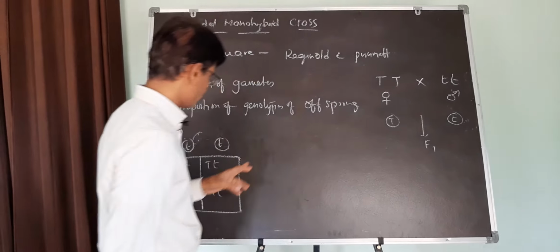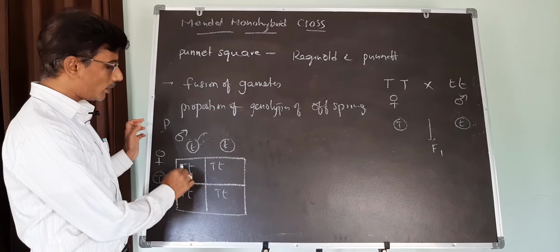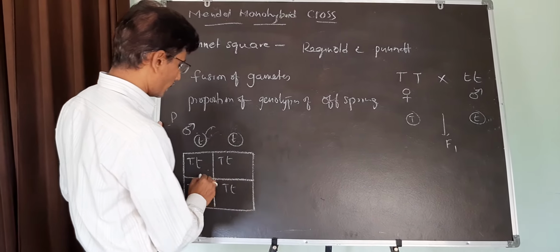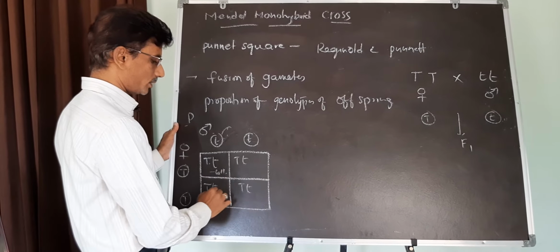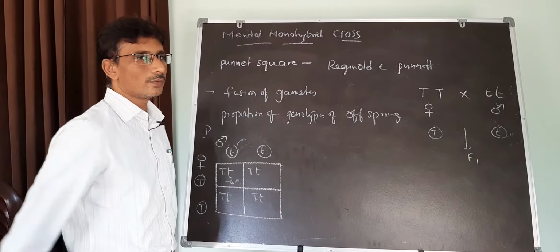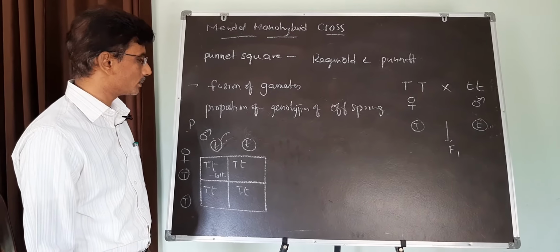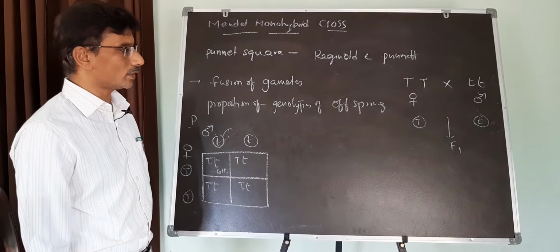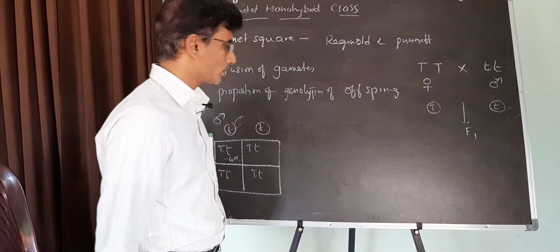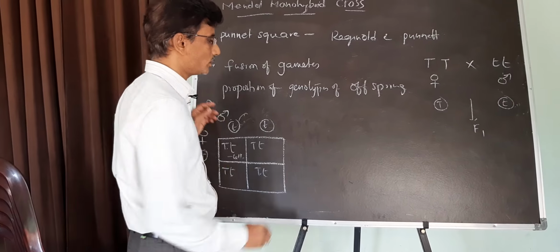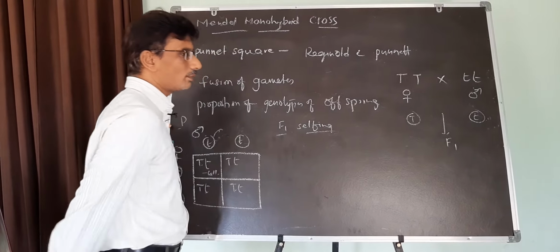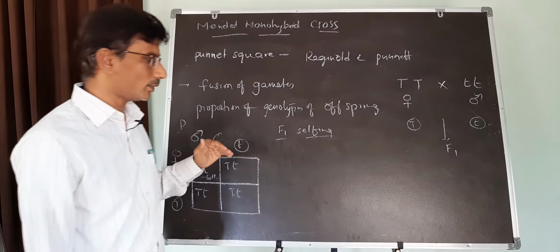F1 generation. In F1 generation, all plants are heterozygous and tall. All four combinations are phenotypically tall plants, but genotypically heterozygous in condition. Now, let us come to the next, the F2 generation. What will happen in F2 generation? So, F1 plants are selfing. Selfing of the F1 plants leads to the formation of the F2 generation.